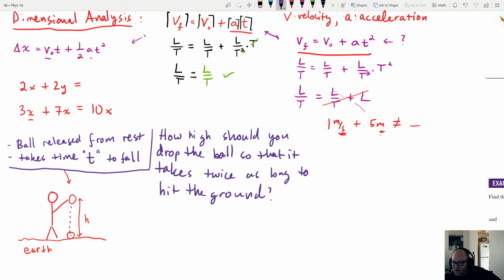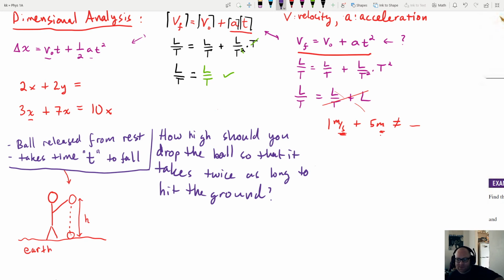Now I want you all to think about the answer to that. And I want you to, when you feel confident, type what you think the answer is in the chat. Should it be 2 times as high, 3 times as high, 4 times as high, 5 times as high? What should it be? Does the question make sense? How high should you drop the ball so that it takes twice as long to hit the ground? Does the question make sense? And I'm not looking for explanations. We'll do those later. The question is for you to just predict, how high should it be?